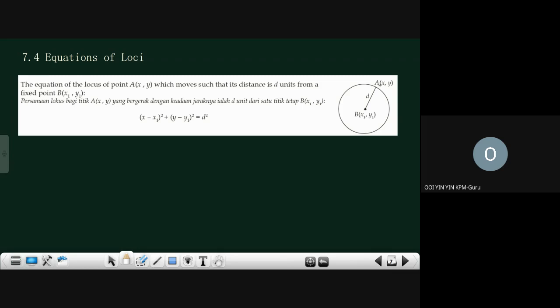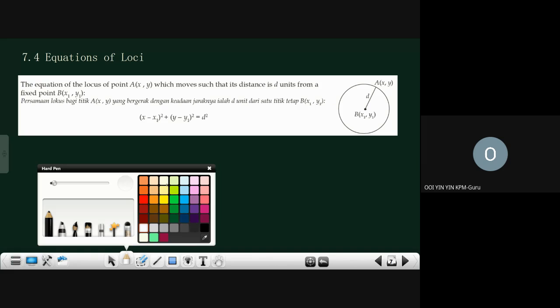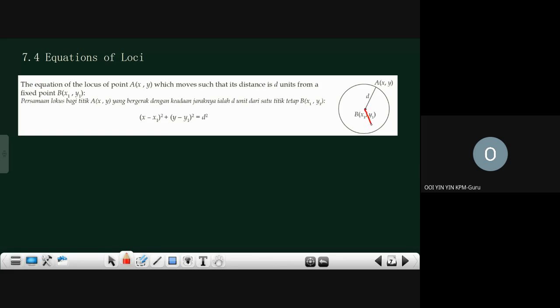This is a fixed point over there. Then if your A, with your point xy, wants to move always at a certain distance from your B, it has to be a circle. If it wants to always keep the same distance from B, it must be a circle going around it. You know that because in a circle, your radius is the same, right? Everywhere you go, your radius here will be D. Your radius here also D. So only by this way, your A will always have the same distance from your B. Only this way will A keep its distance from B, which is D. It does not change.